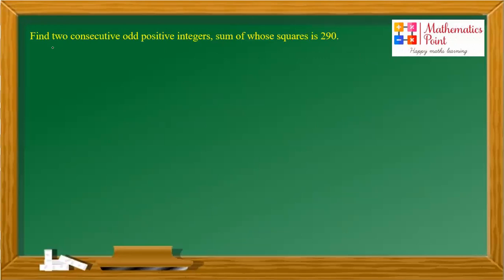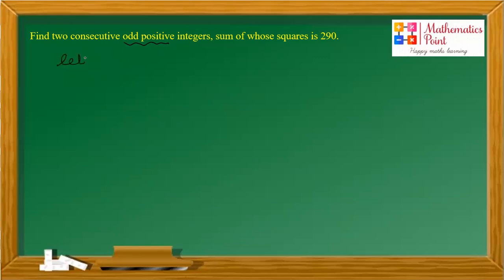It says find two consecutive odd positive integers, the sum of whose squares is 290. Now, you know that what are odd integers? Odd integers are those which are not divisible by 2.